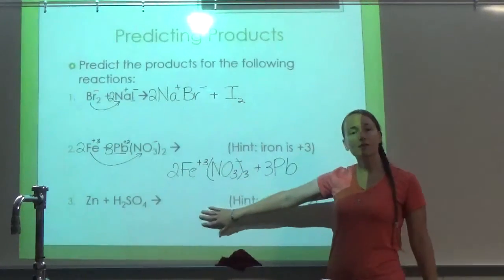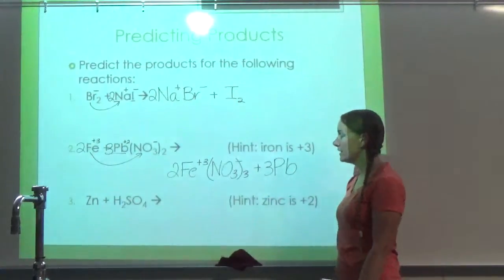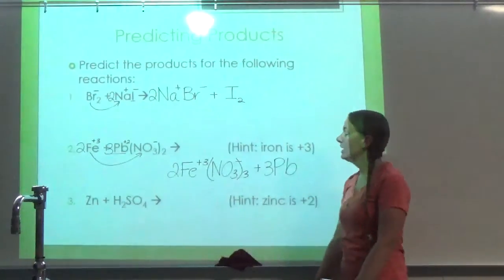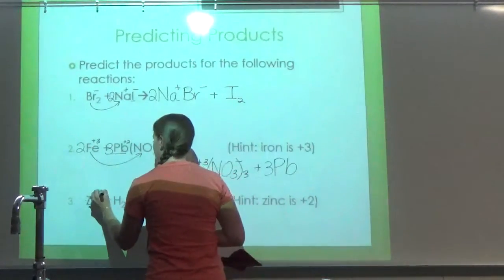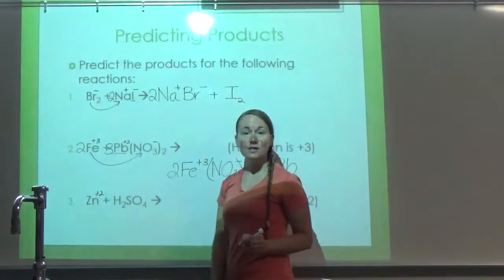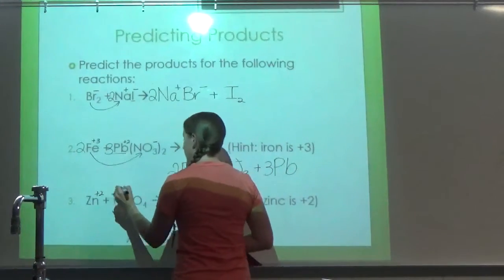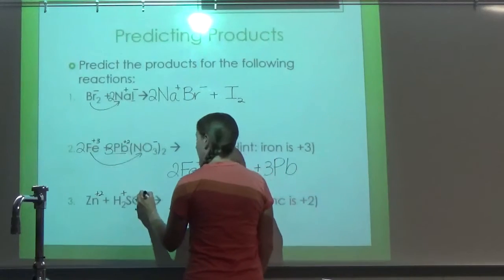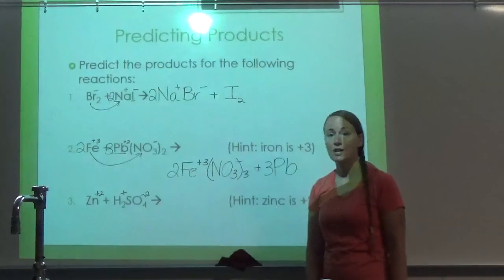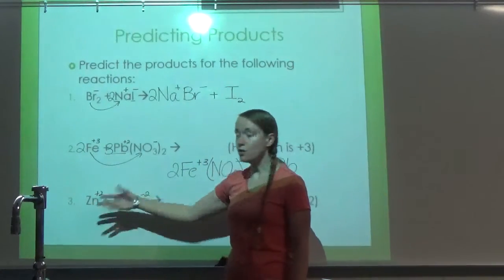So maybe pause the video and try the bottom one. And then I'll assume you've done that. So let's go. All right, so zinc, I told you is going to be +2. Hydrogen is in group 1, so it has a +1 charge. And SO4 is sulfate. If you look at a polyatomic ion sheet, it will tell you that has a -2 charge. So zinc is alone, so who's it going to bond with?